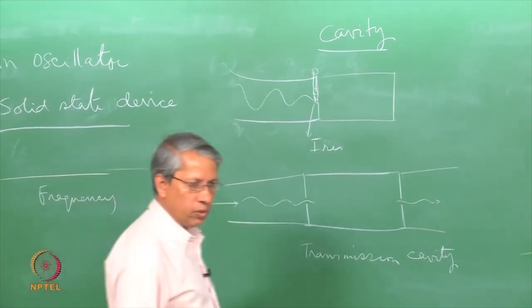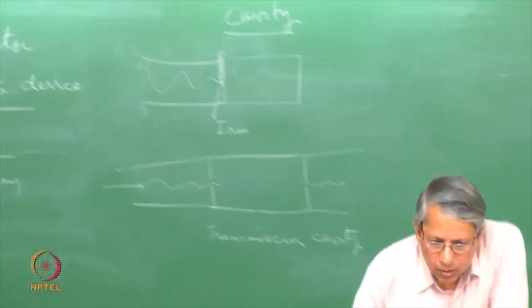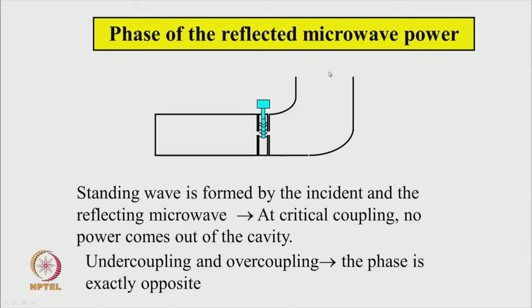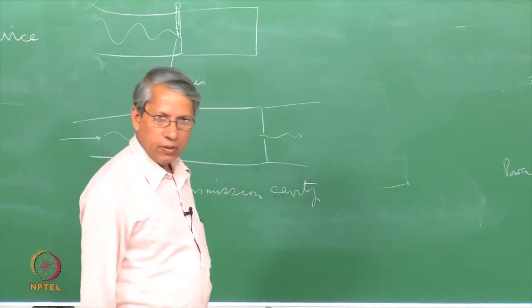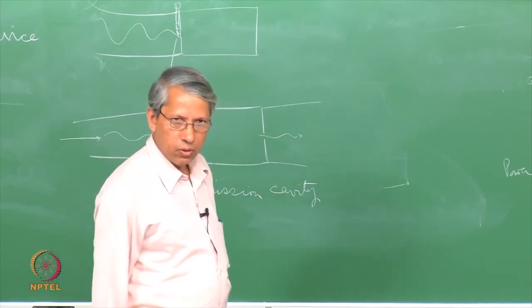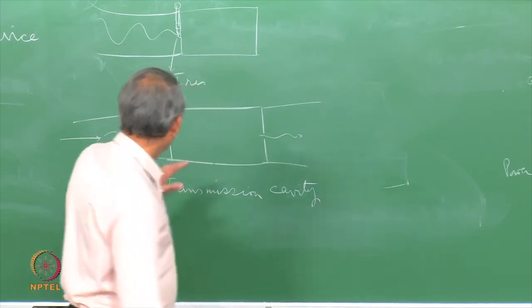And the cavity we have shown in this picture is one where the radiation comes from here, goes through this hole, and then gets reflected to the back, and then goes out again. So this is called a reflection cavity. We will see that a reflection cavity is a lot more useful than this one.